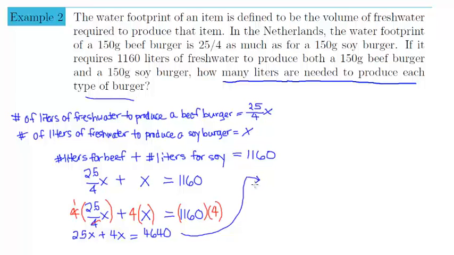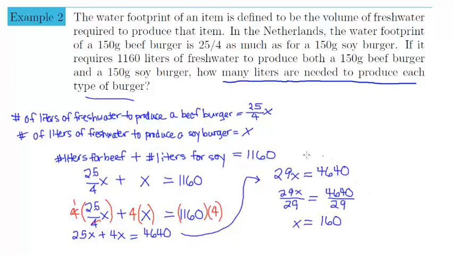Continuing on, simplifying and solving, I'll just put the steps very quickly for you. Combining the 25x and 4x gives us 29x. Dividing both sides by 29 gives us 4,640 divided by 29, which is 160. So we finish the problem by actually going back and making sure we have the correct answers and they make sense. So we now take 160 and put it in place of x.